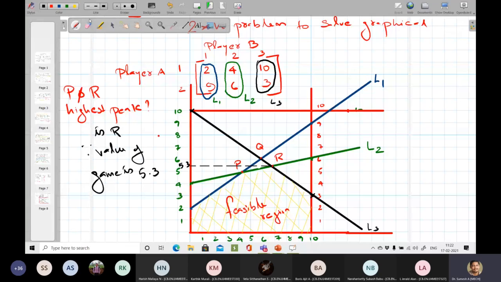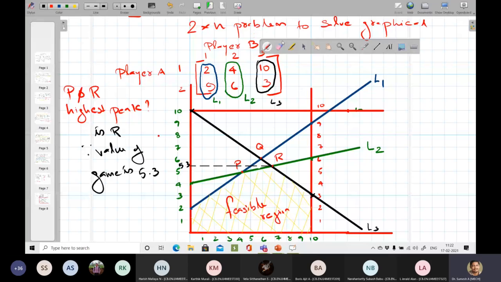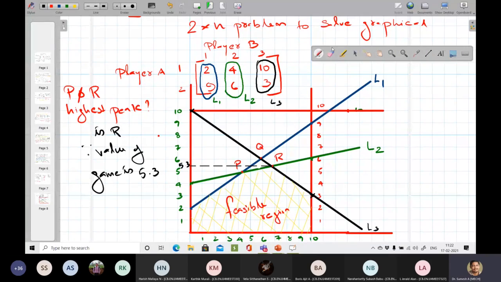So this is basically a problem of 2 cross n. For a 2 cross n problem, the highest peak you have to select. If I change the problem into an n cross 2, then the lowest peak is selected, your feasible region is going to change, and hence the solution is also going to change. So this is how for a 2 cross n problem we take the decision. Was it clear?